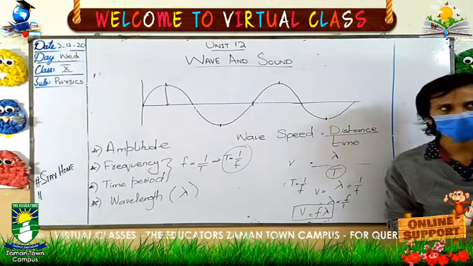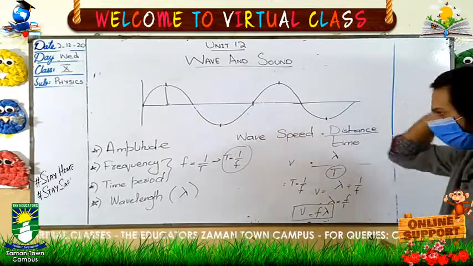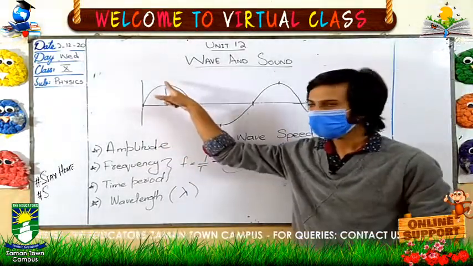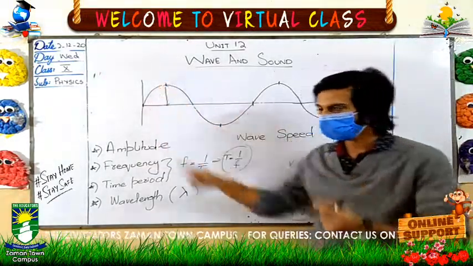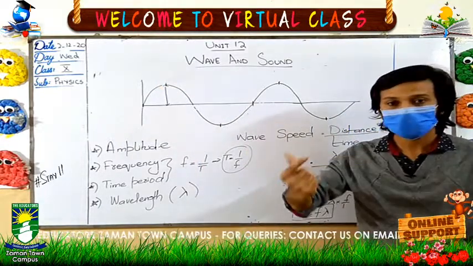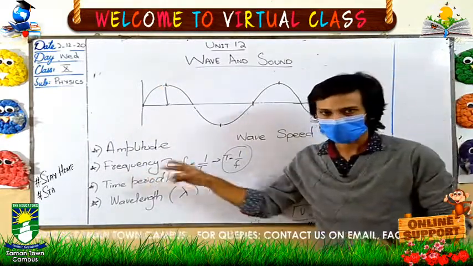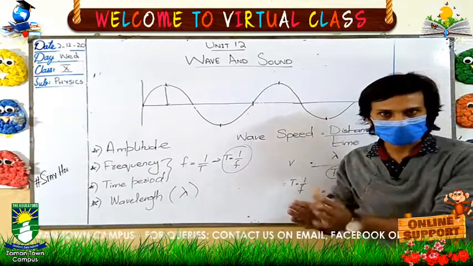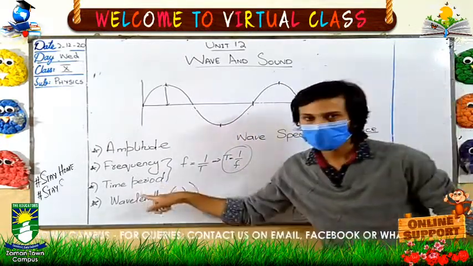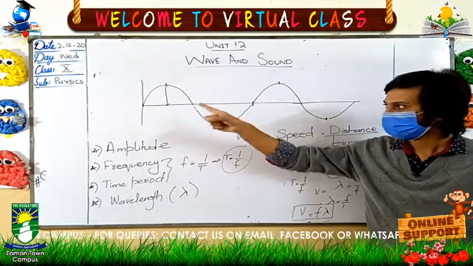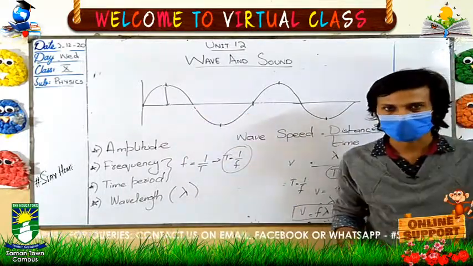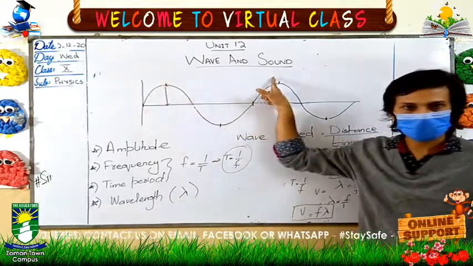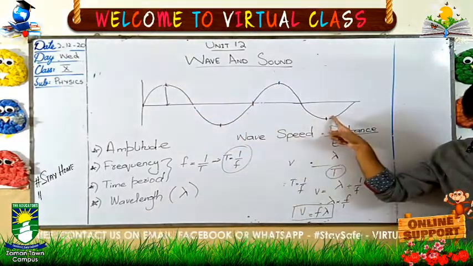Getting it, students? Okay. So repeating it once again: amplitude, the highest point reached by a wave, the highest peak point. Frequency, the number of complete cycles per second, in 1 second, in a unit time. Time period, the time in which a wave completes 1 cycle. Wavelength, the distance from crest to crest, or from trough to trough.